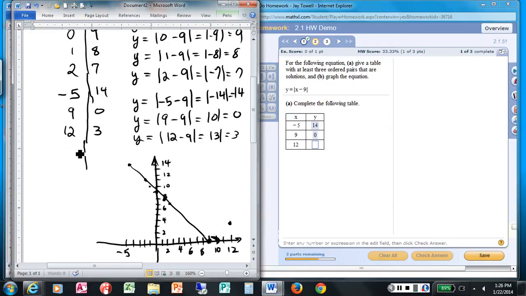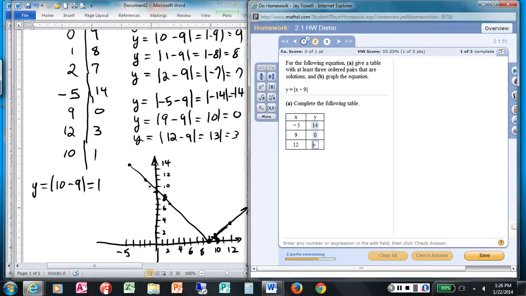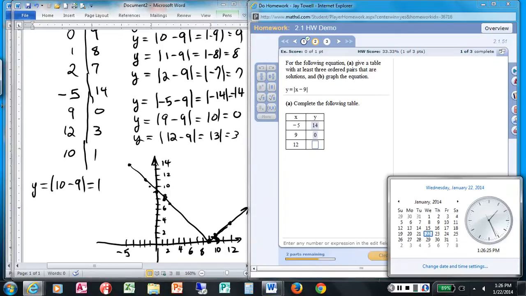If we do the value 10 for x, that gives us y equals the absolute value of 10 minus 9, which is 1. So we have 10, 1. That's headed back in a straight line out that way. So we have this V shape. All right, let me get the 12 value that it wants here.